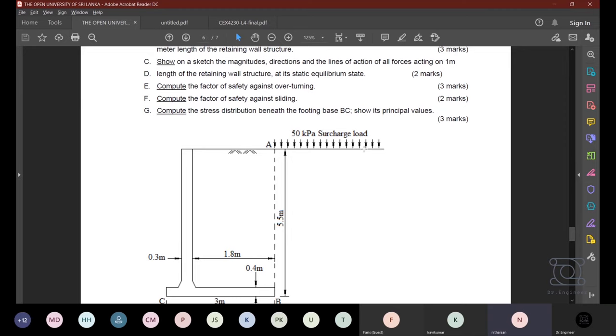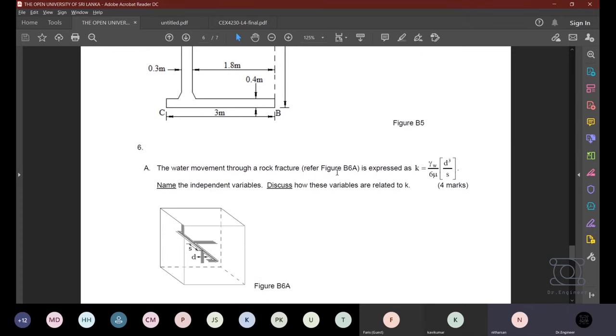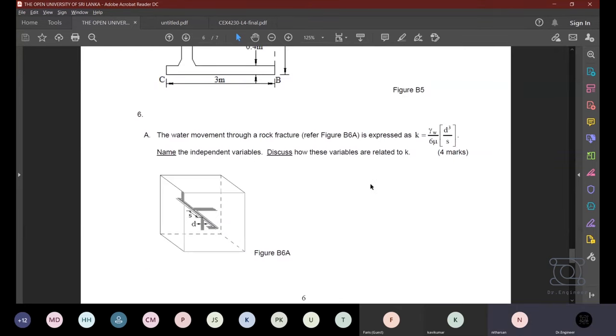Sir, excuse me, sir. Yes. Could you do the last question? Because this one is only for old syllabus students. If you did the last question. The last question is completely based on theory, right? So in the last question, sir, the A part... It is not in that question... Only in the soil mechanics book.